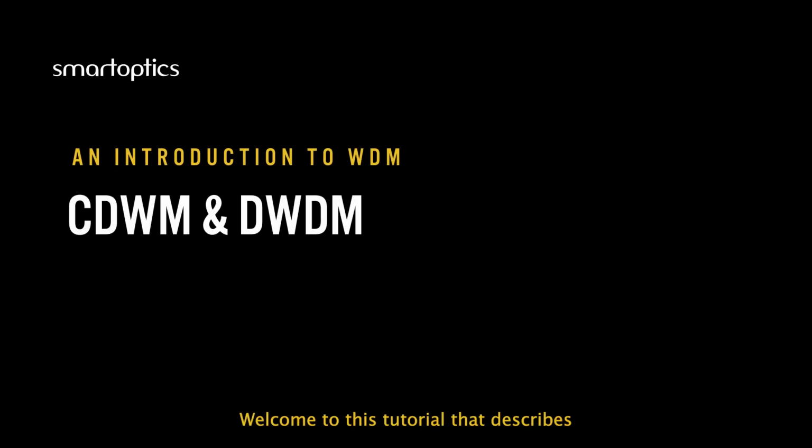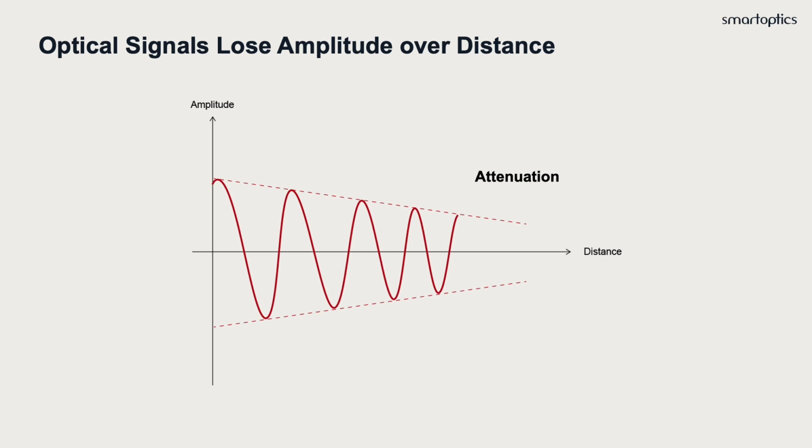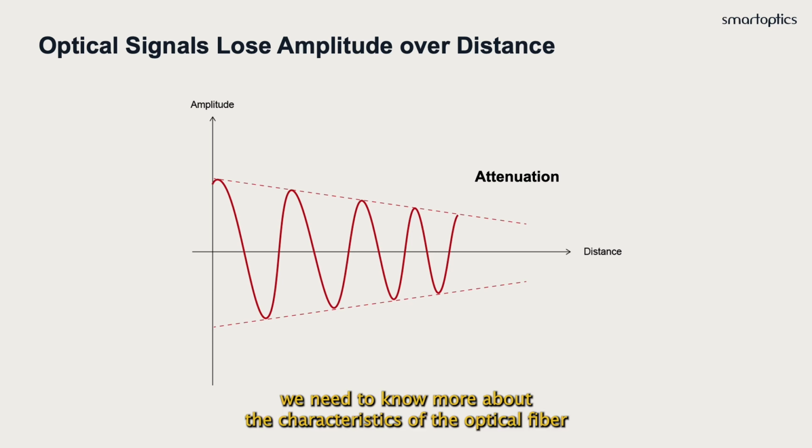Welcome to this tutorial that describes the difference between CWDM and DWDM. Before looking at the different variants of WDM technologies, we need to know more about the characteristics of the optical fiber that transports the wavelengths in a WDM system.